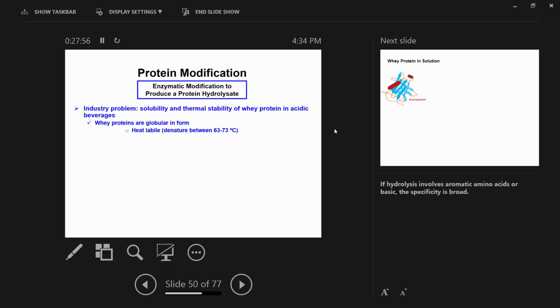Although it is soluble, it's not thermally stable. Once it's heated and stored over time, depending on the protein concentration in the beverage, some aggregation will happen, and your protein will precipitate out of solution. So if you have a clear beverage for athletes, instead of staying clear, they will see a sediment in that beverage, and that would obviously be a defect.